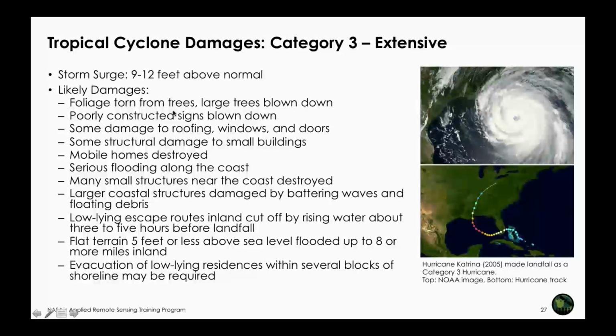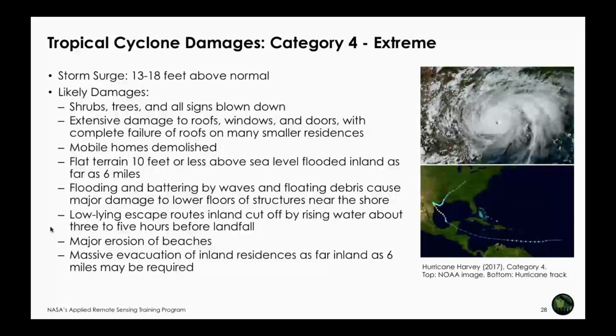Category 3, 9 to 12 feet above normal storm surge. And here you really have to start thinking about evacuation from low-lying residents, in addition to all the damages that occur to roofing and windows, trees. There is serious flooding along the coast, and anywhere where the storm moves inland, flooding starts occurring, and then the low-lying areas get flooded soon. So this is the time when evacuation is recommended.